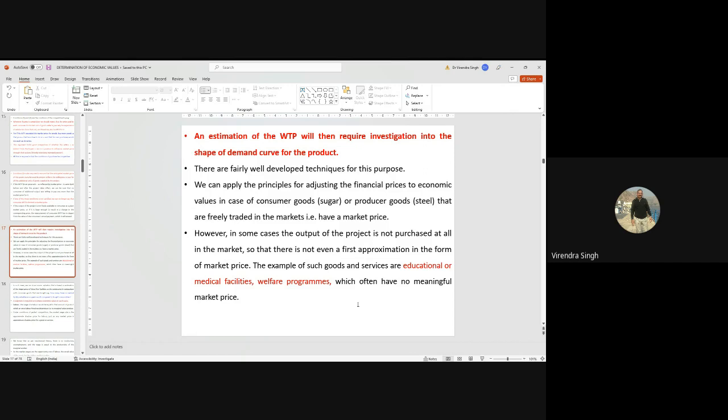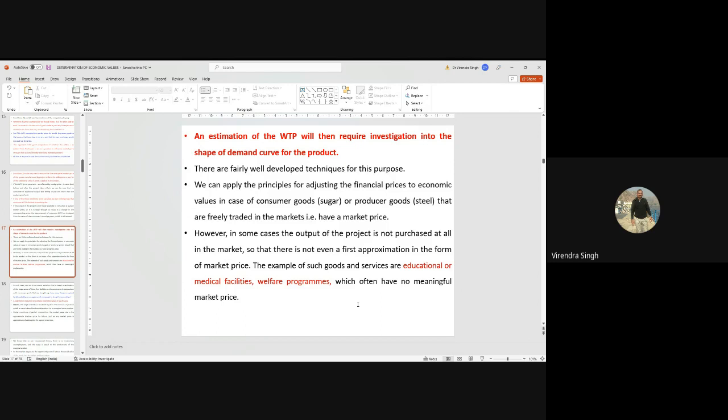We do this frequently by locating the shape of the demand curve, whether it is linear or curvilinear. But it depends on the nature of the commodity being produced by the project. So we can apply those principles for adjusting the financial prices to economic values in the case of consumer goods and producer goods that are freely traded in the market, that have a market price.